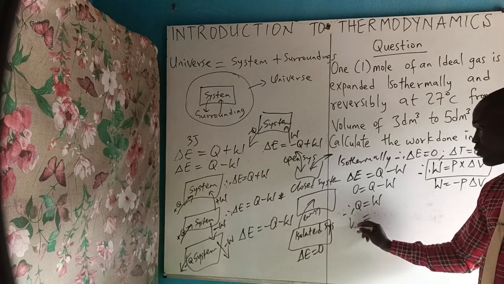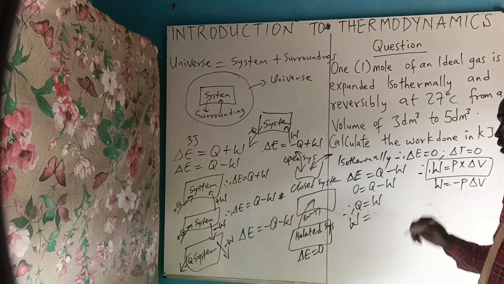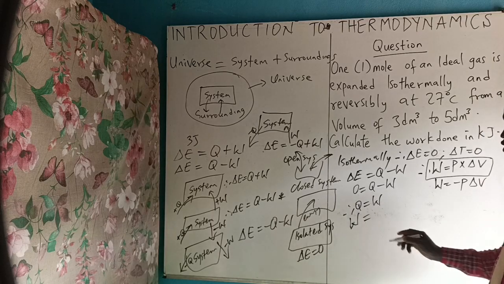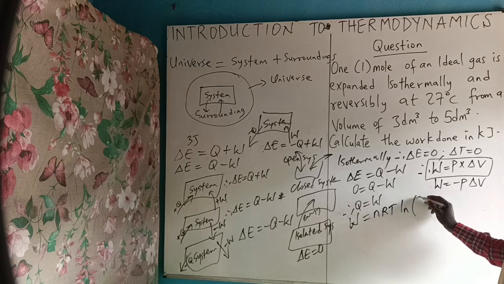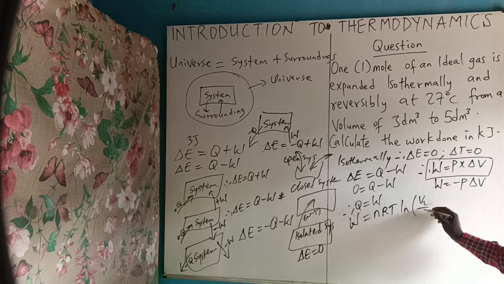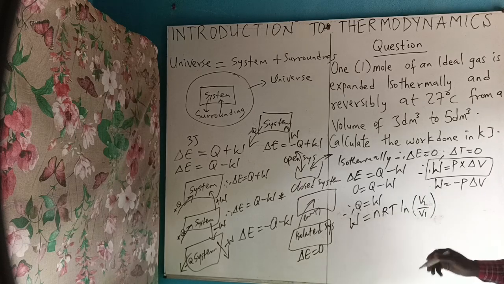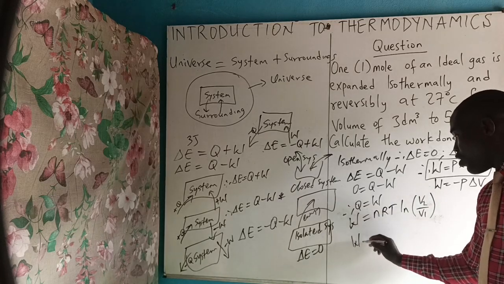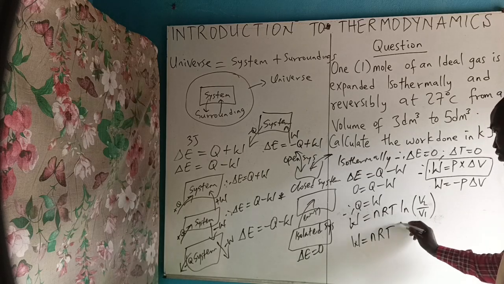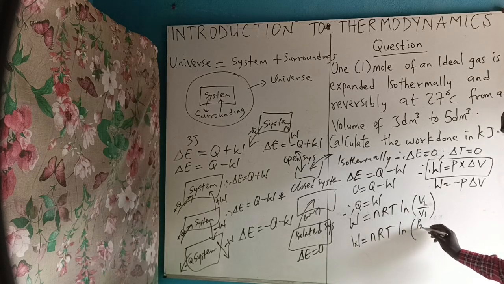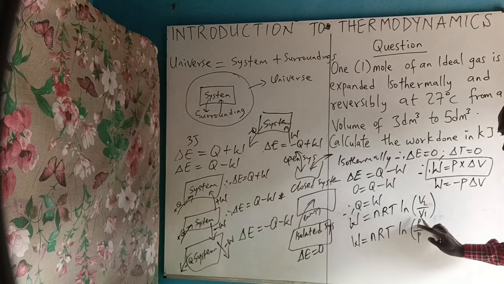Now, since Q is equal to this, isothermally, we note that if they ask you to get the work, please don't forget about this formula that work is equal to nRT ln V2 over V1. Yes, and work is equal to nRT ln P1 over P2.